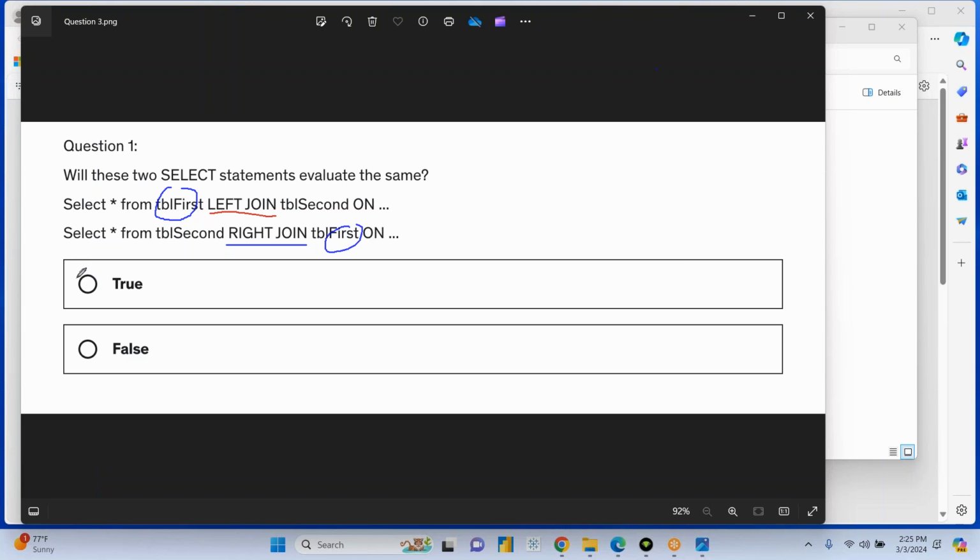So the answer here is true. Will these two select statements evaluate the same? The answer is true, on the basis that they are prioritizing the same table. TBF first is on the left hand side, we're doing the left join. So what will it do? It will give you all records on the left side together with the matching records on the right side. Now, if you take that prioritized table and switch it and put it on the right hand side, you still get all the records from this side together with the matching from this side. So it boils down to the same thing.